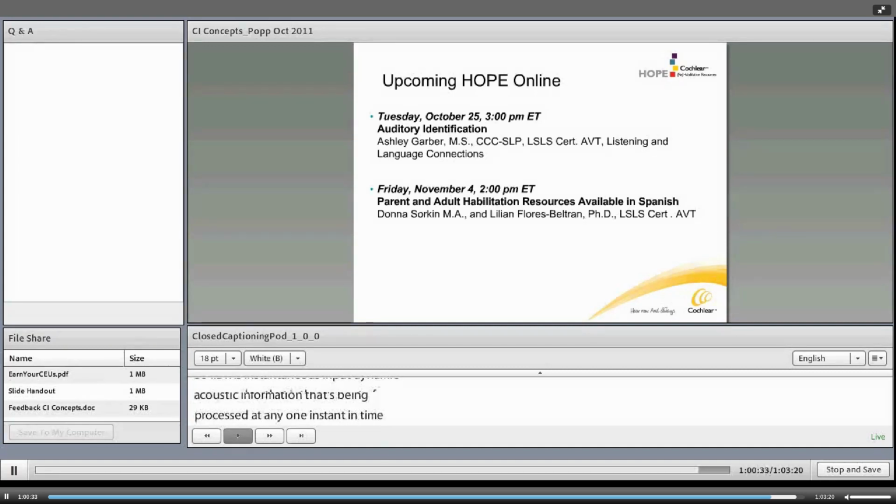The next question is, what is IIDR? And on the handout, do all dB levels refer to SPL? So IIDR is instantaneous input dynamic range. And so that is the amount of acoustic information that's being processed at any one instant in time through the system. And I'm going to say for the most part, yes, all of the dB levels do refer to SPL unless they are indicated otherwise.